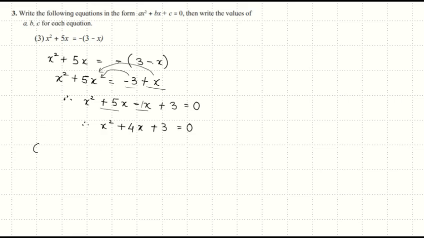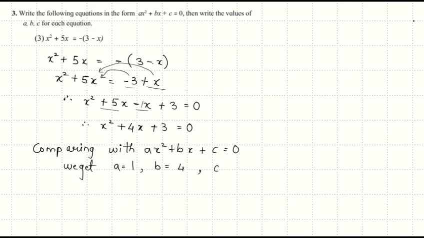So comparing this with ax square plus bx plus c is equal to 0, we get a is equal to 1, b is equal to 4, and c is equal to 3. And the required equation is x square plus 4x plus 3 is equal to 0.